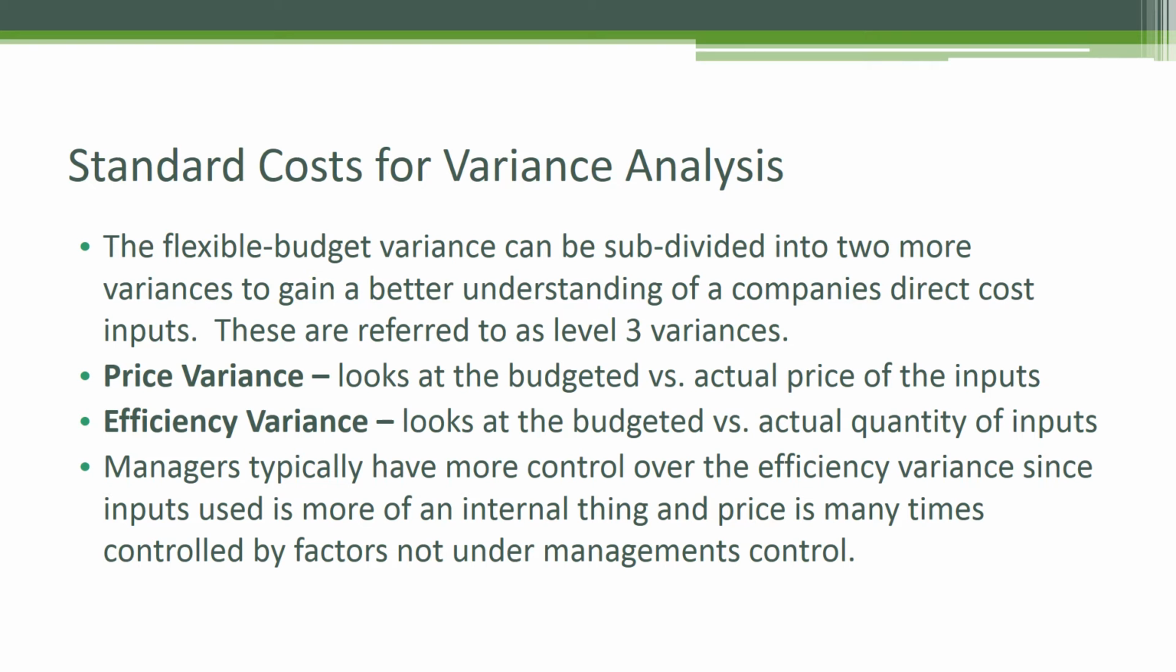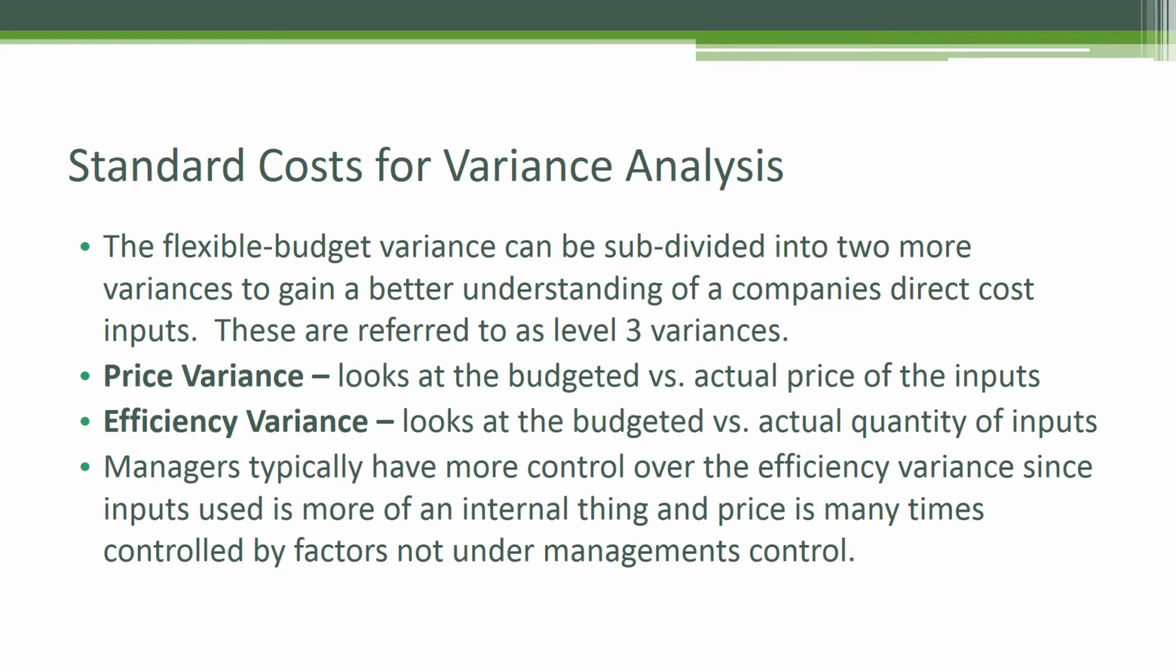The flexible budget variance can be subdivided into two more variances to gain a better understanding of a company's direct cost inputs. These are referred to as level 3 variances. The other variances that we just recently referred to, the sales volume variance and the flexible budget variance, are referred to as level 2 variances. Our level 3 variances are a price variance, which looks at the budgeted versus the actual price of the inputs, and an efficiency variance, which looks at the budgeted versus the actual quantity of the inputs.